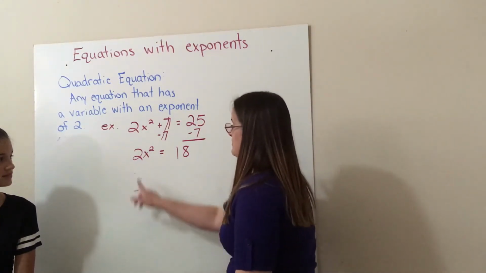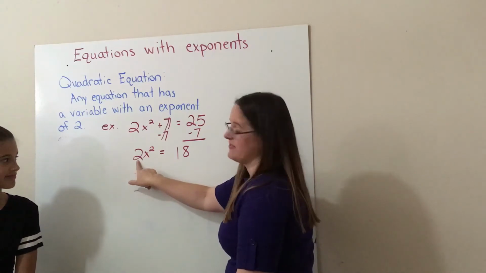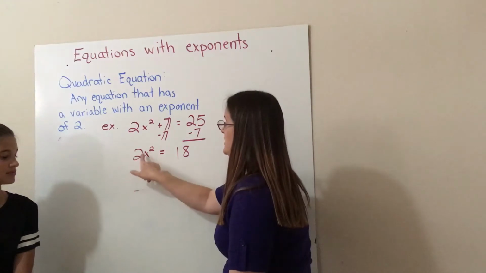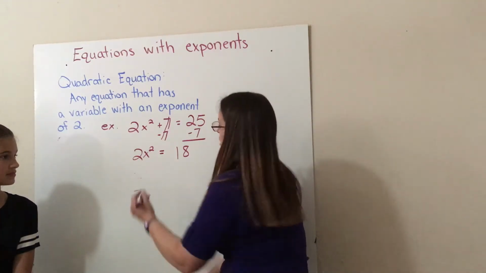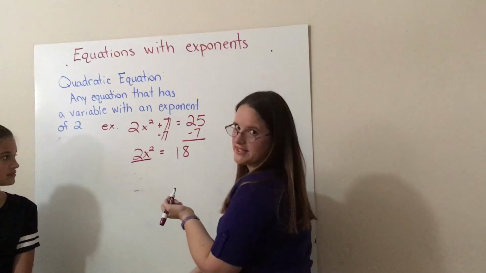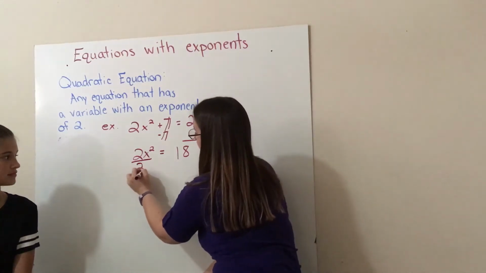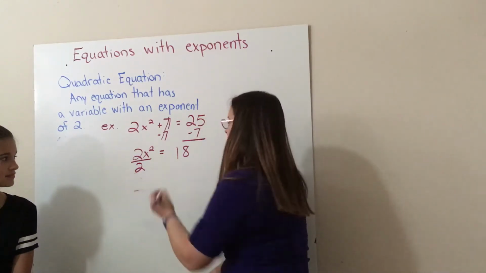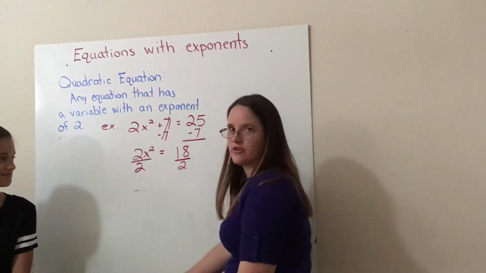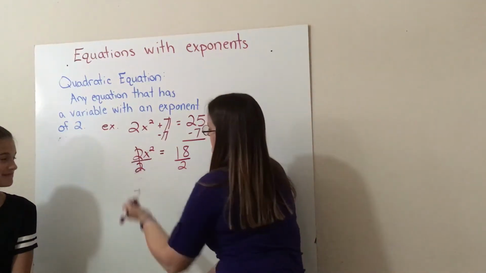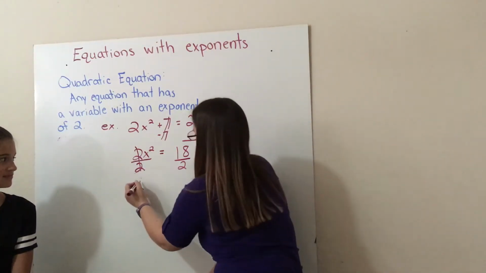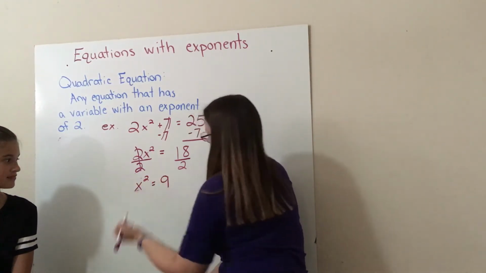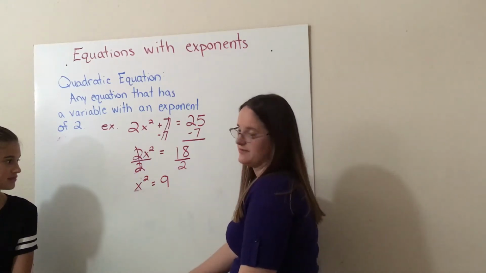So my next piece, I want to get rid of this coefficient. What this means, 2x squared, is that I have 2 times x squared. So in order to cancel out times 2, I need to divide by 2, inverse operations. And whatever I do on the left, I also need to make sure I do on the right. So my times 2 divided by 2 cancels out. Now I just have x squared is equal to 9. 18 divided by 2 is 9.